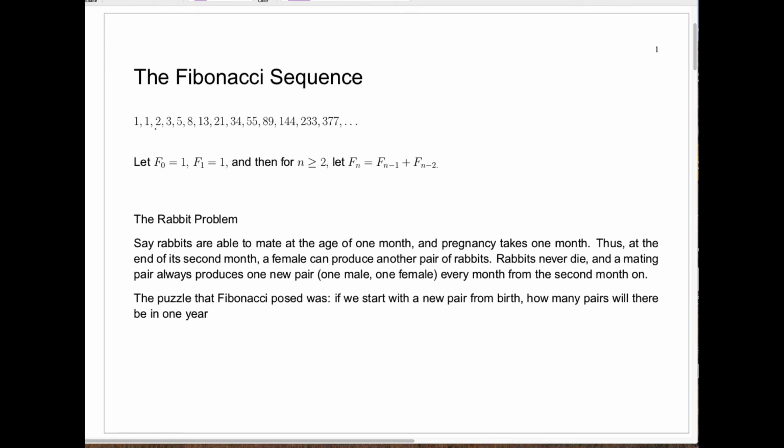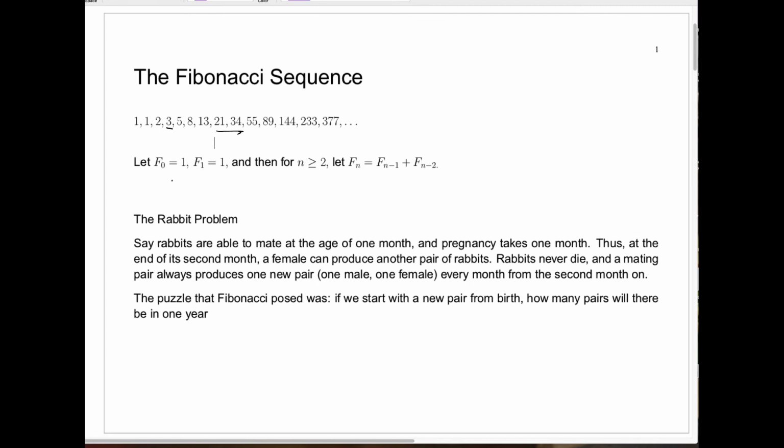by having each successive number be the sum of the two previous numbers, so that the number after the 1 and the 1 is the sum of 1 plus 1, which is 2. Then you have 1 plus 2, which is 3. Then you have 2 plus 3, which is 5. 3 plus 5 is 8. 5 plus 8 is 13. And it keeps going on and on and on.